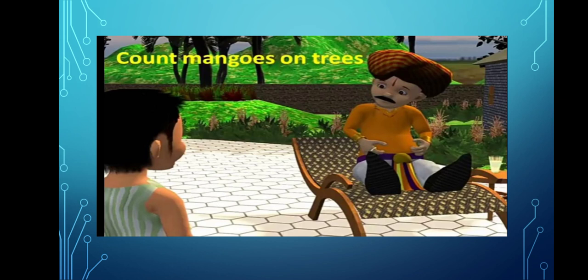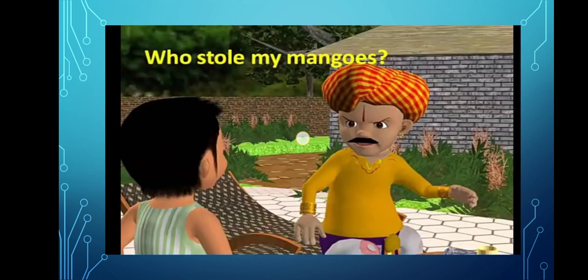Assume a farm owner told his servant Ramu to count the mangoes on the tree. Ramu guessed very well. He came and told, there are about 2000 mangoes. But what happened? While collecting the mangoes from the trees, the owner found that there are only 960 mangoes. He was very angry. He thought that someone might have stolen his mangoes. But if Ramu had estimated properly, like 900 or 1000, there wouldn't be any trouble.